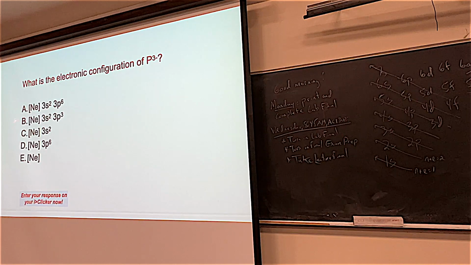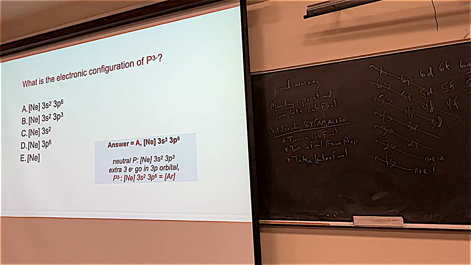So phosphorus is a neon core 3s2 3p3. Phosphorus is right there. It's in the P block. It's in the third period. So 1, 2, 3, phosphorus would have a 3p3. So for phosphide, you're going to put electrons in the lowest unoccupied spots. 3p3 actually has room for 3 more electrons. So phosphide would then have not a 3p3 but a 3p6 configuration.